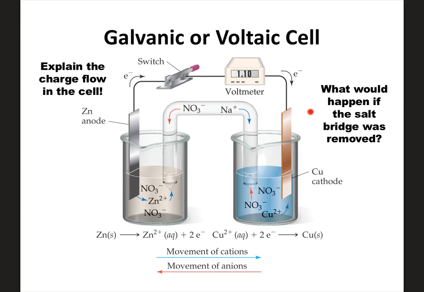Okay. And just an FYI here, what would happen if this salt bridge was removed? Let's just say you drew this with no salt bridge. Well, eventually here, this cell would just shut down. You would have too much positive on this side, too much negative on this side. The cell would just shut off. All right. So definitely a big idea here. Take your time with this. Understand what's happening in a voltaic cell and be able to diagram it.